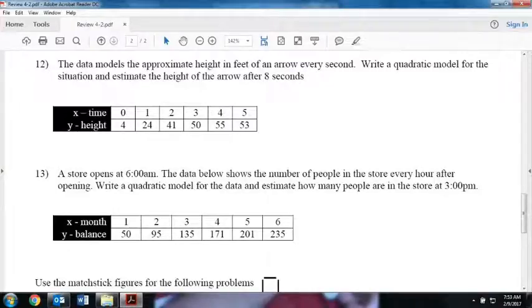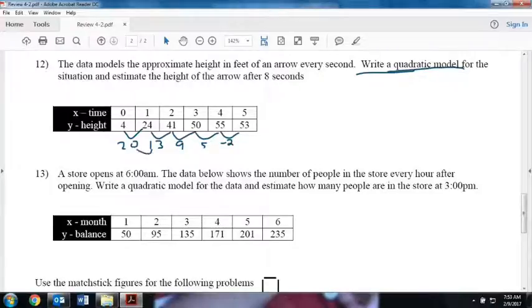So they say write a quadratic model, not see if it's quadratic, but write one. So we've got to start finding our differences. So 24 minus 4 is 20. 41 minus 24 is 13. 50 minus 41 is 9. 55 minus 50 is 5. 53 minus 55 is negative 2.